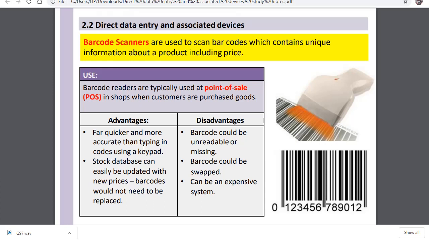Disadvantages: barcode could be unreadable or missing. Barcode could be swapped, can be a costly and expensive system.